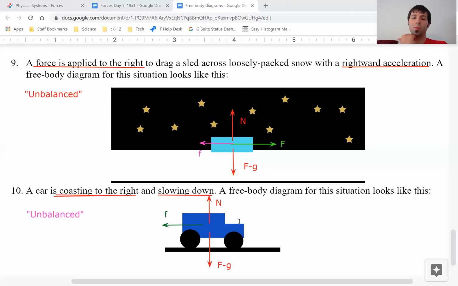So you guys are going to get some similar problems to do today for force diagrams. I just wanted you guys to get some practice with these. These are hard concepts to get. I just wanted you guys to get some practice.